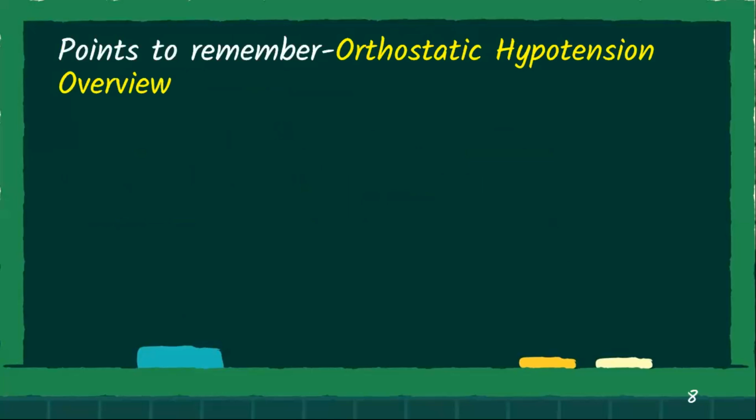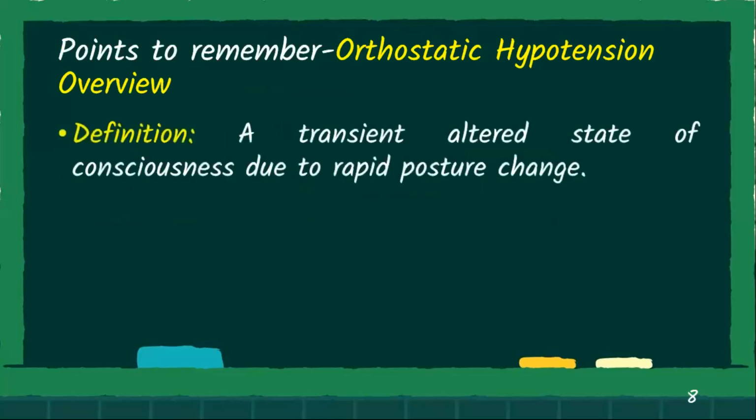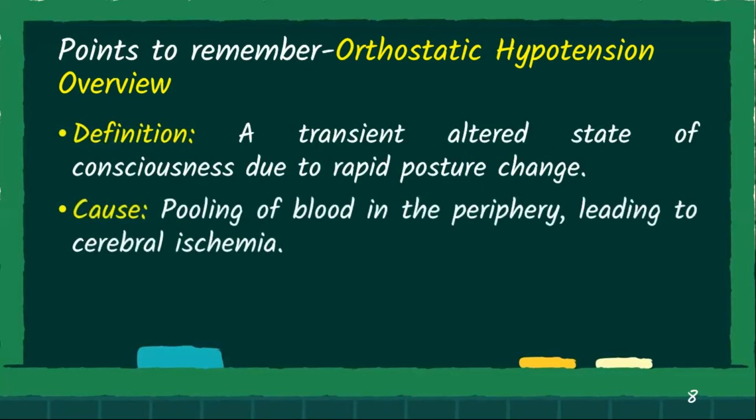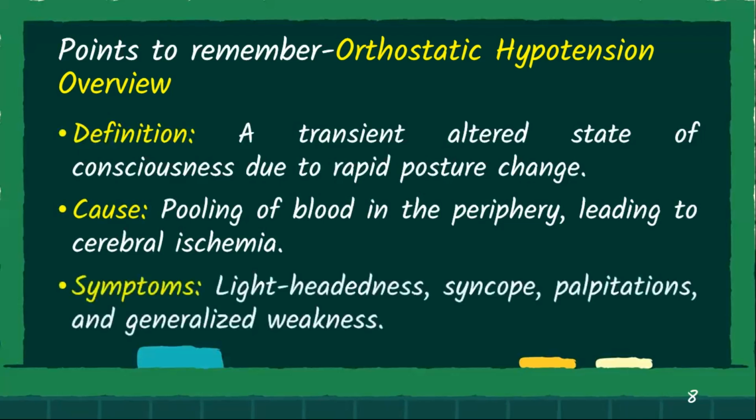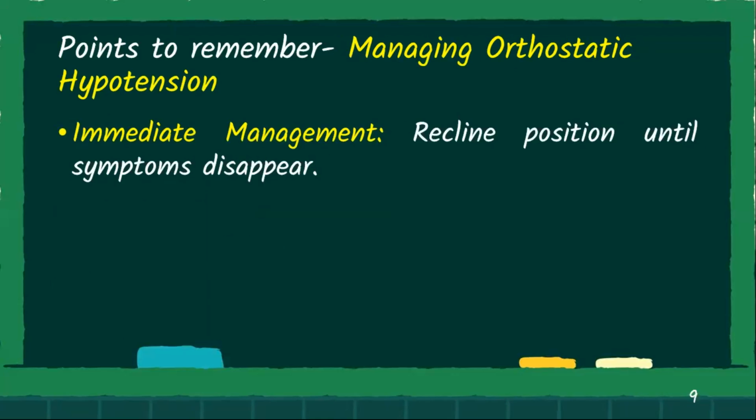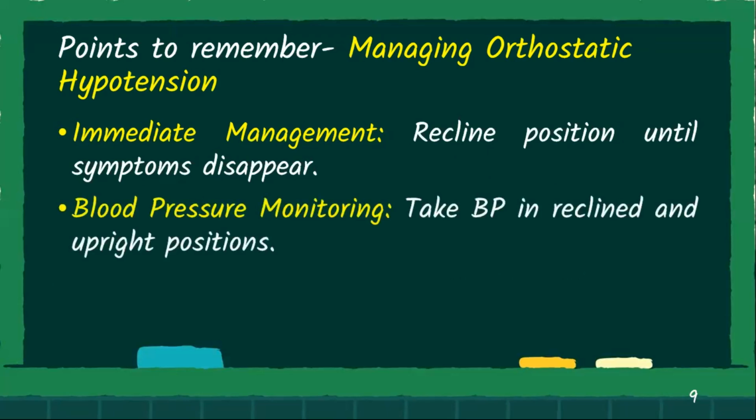Let's recap some important points. This condition is defined as a temporary change in the state of consciousness due to postural changes. This leads to cerebral ischemia when a patient rapidly stands up. This can cause dizziness, feeling of lightheadedness, palpitations, weakness, or fainting. Patients should recline until symptoms resolve before slowly sitting up. Blood pressure should be monitored in different positions to ensure stability.